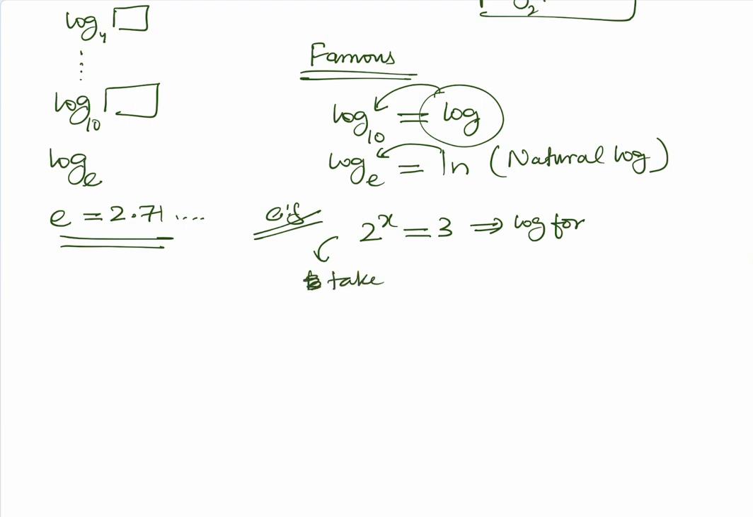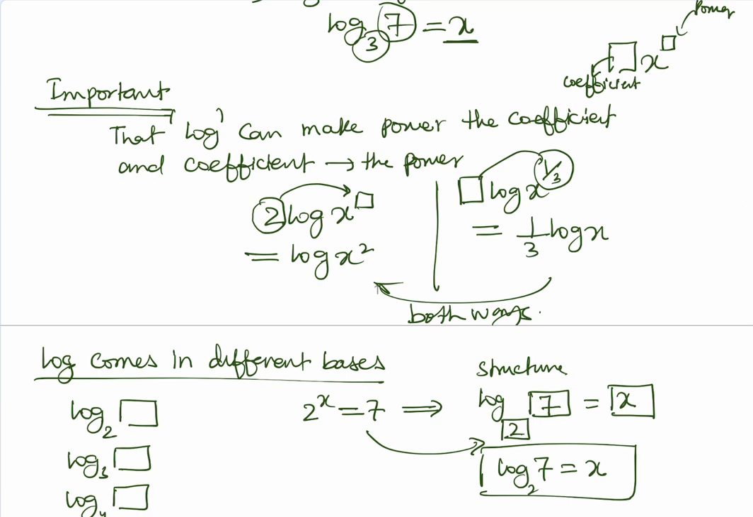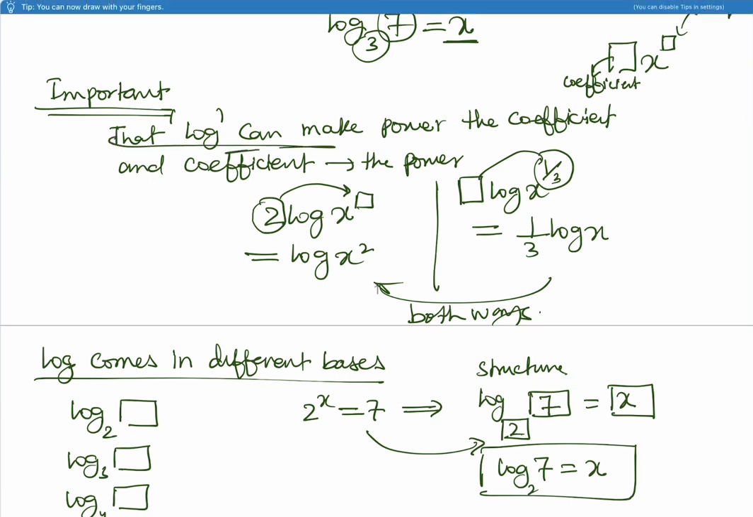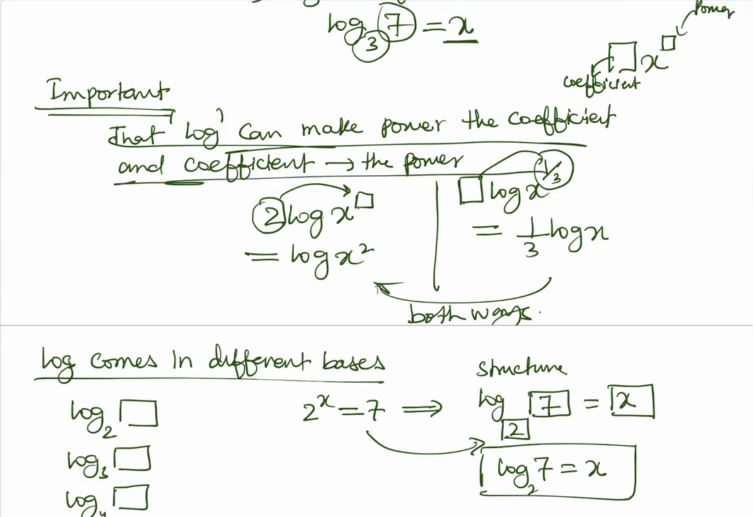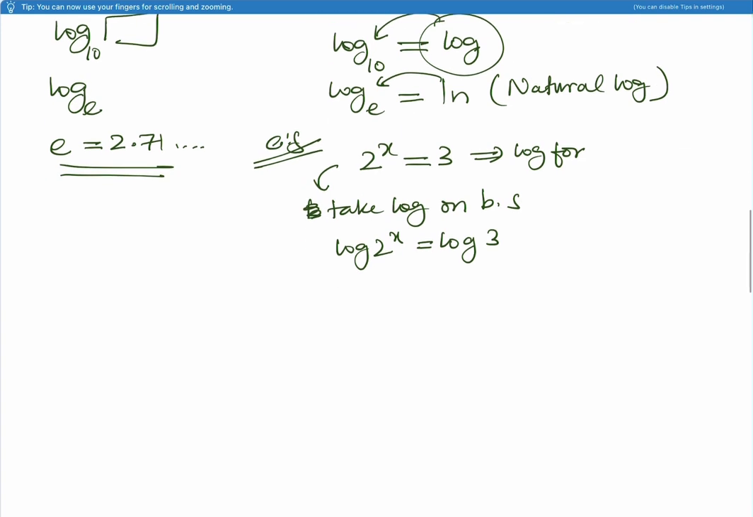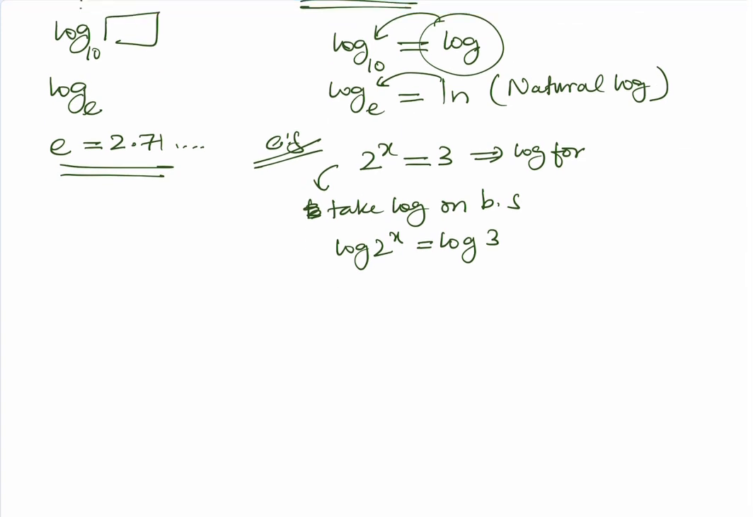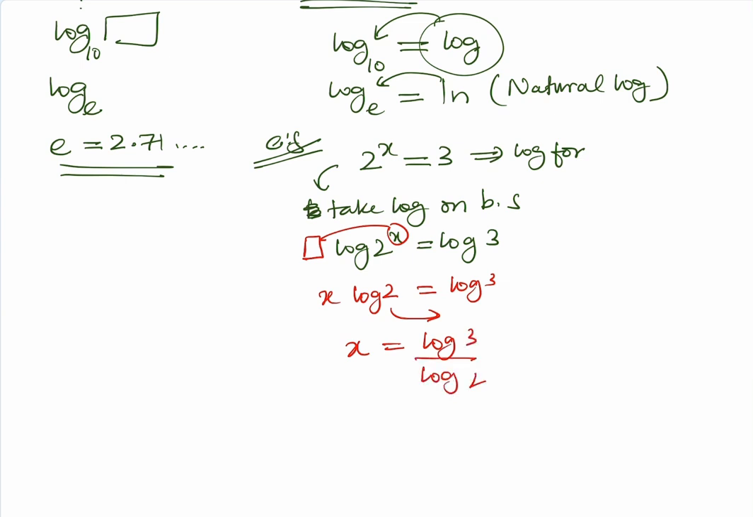Okay, so I'm going to take log on both sides, right? So log 2 power x is equal to log 3, right? I told you here that log can make power the coefficient and coefficient the power. You can see this power would become the coefficient, right? So I can write it as x log 2 is equal to log 3, and this log 2 would go there in the denominator. So x is equal to log 3 over log 2, and this is your answer. You can further solve it in a calculator to get the value of x, right?